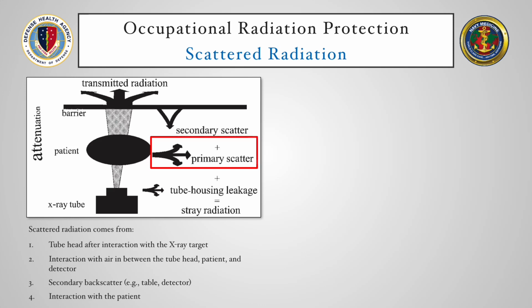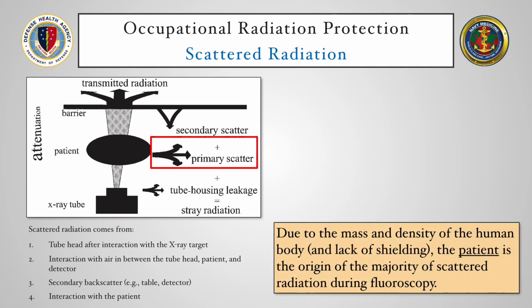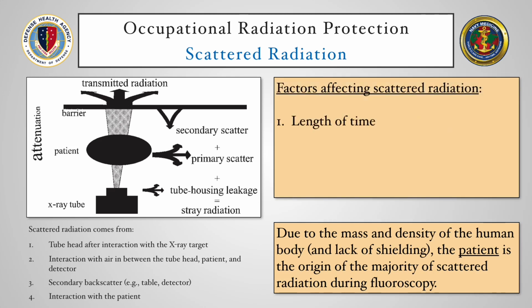It's important to note that because of the mass and density of the human body and the lack of shielding around the patient, the patient is the origin of the majority of scattered radiation during fluoroscopy. Now, the three factors that affect scattered radiation are the length of time of the irradiation, the X-ray field size, which is controlled by collimation, and the size and density of the imaged anatomy.